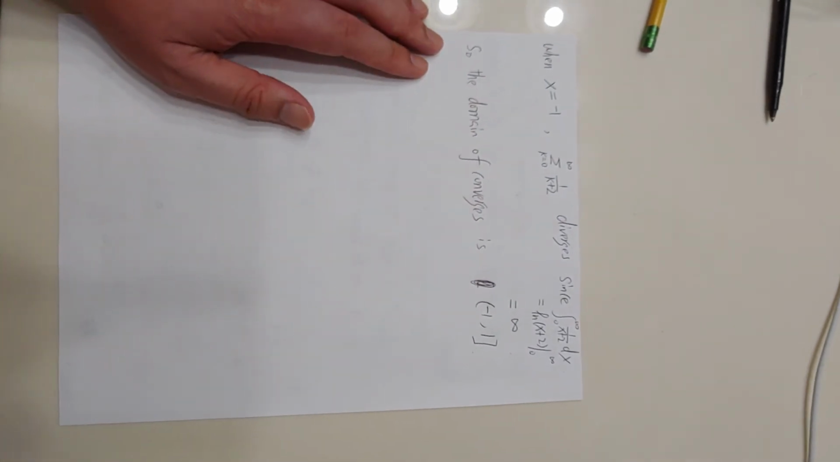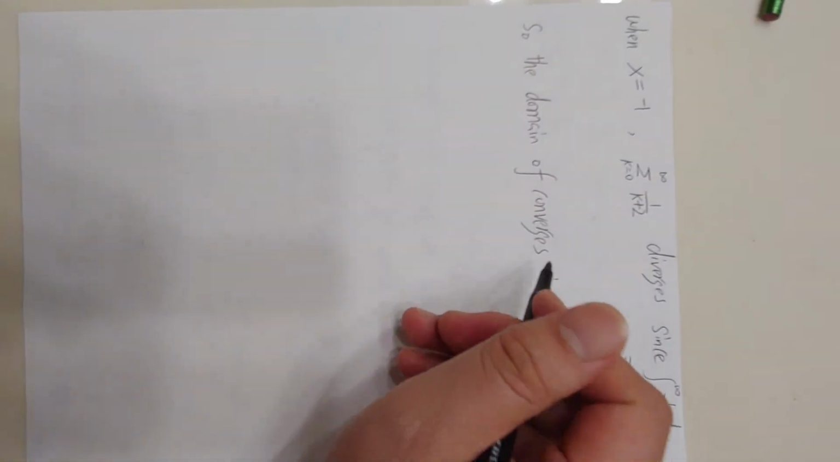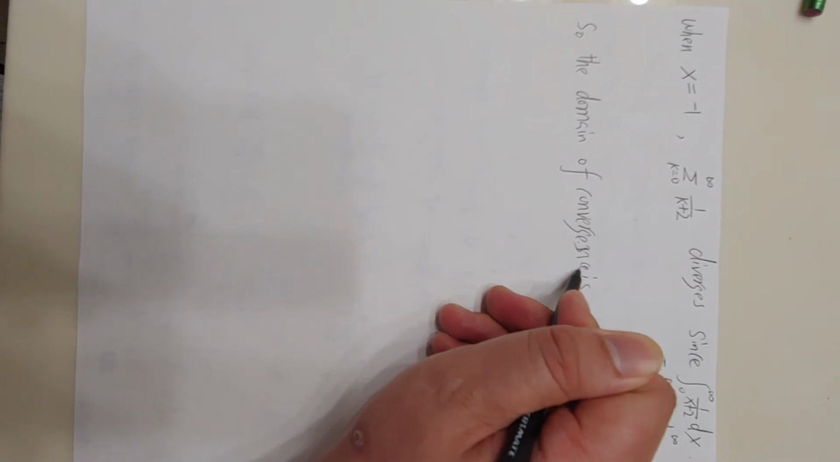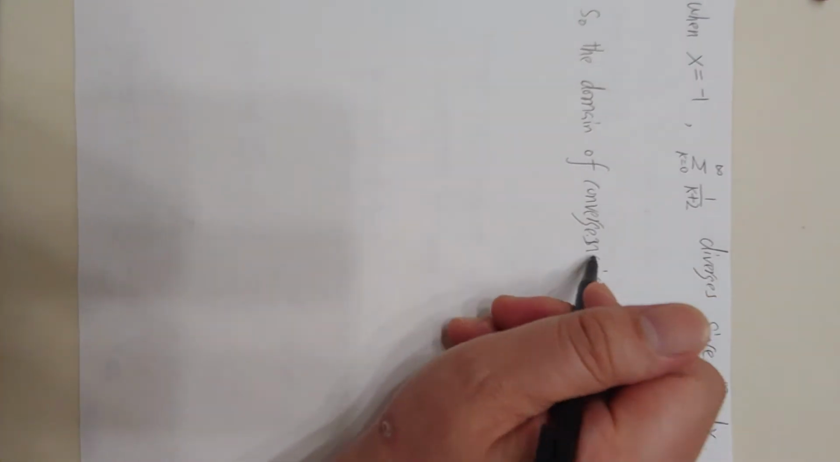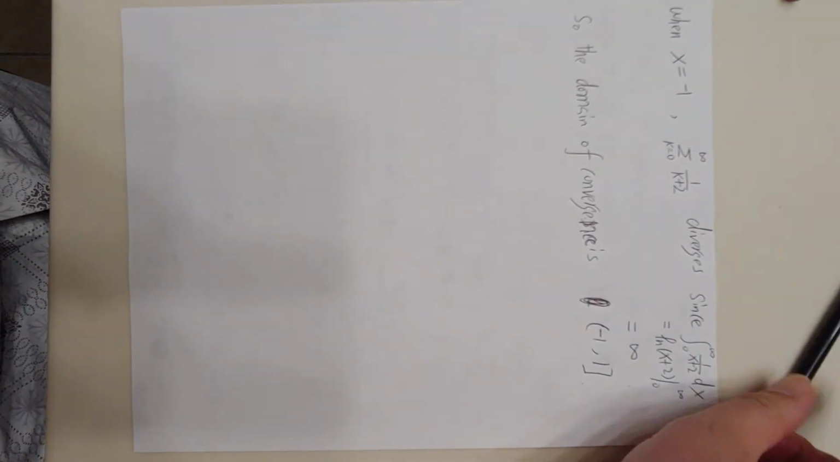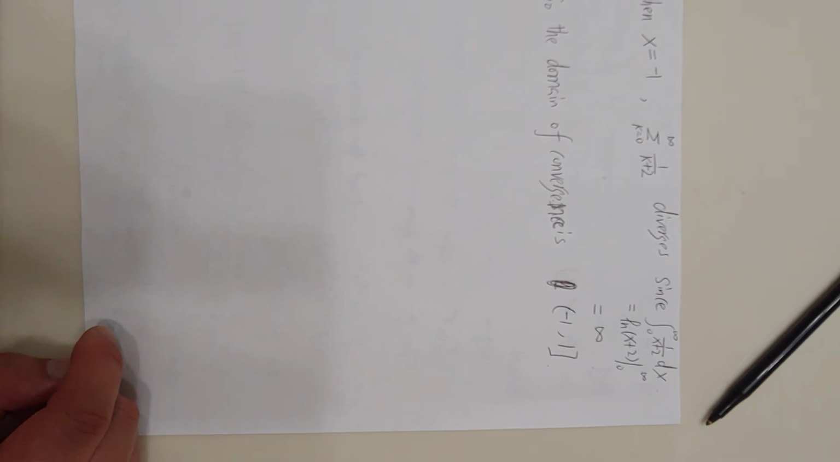So the domain of convergence is equal to the interval from -1 to 1, where -1 is open and 1 is closed.